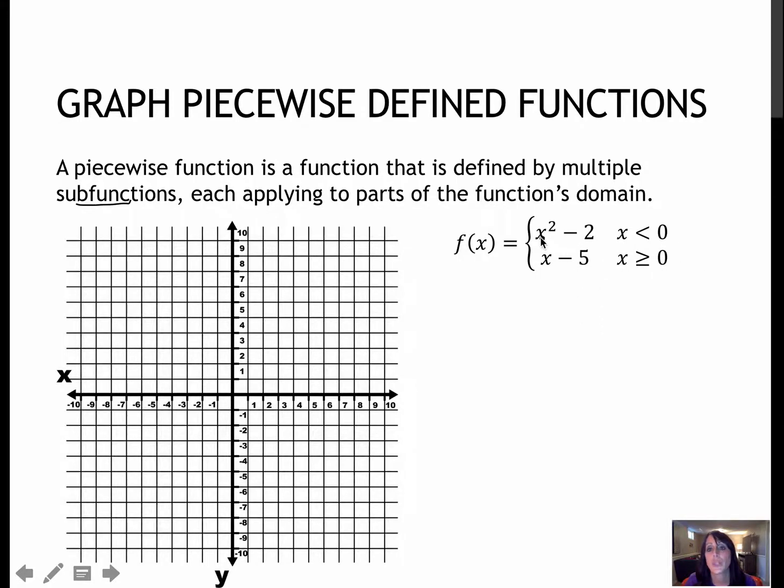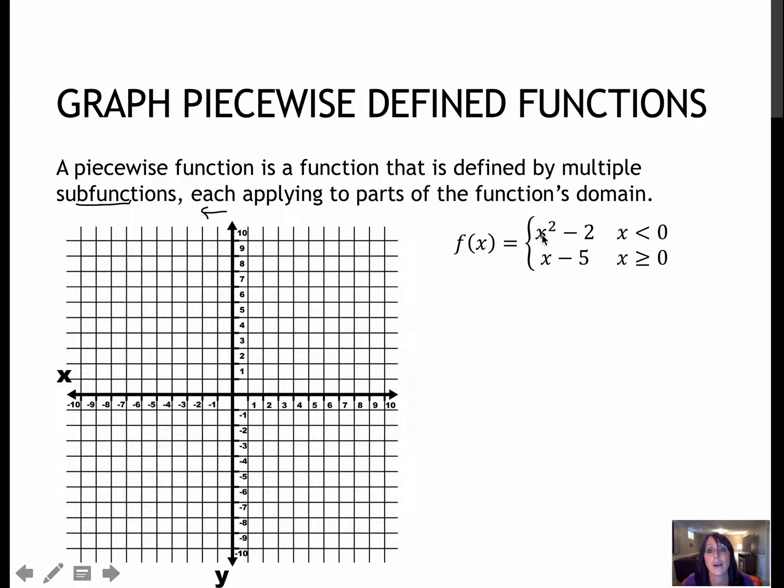So in this case, for all of the values where x is less than 0, so basically anything on this side of 0, we're going to use x squared minus 2. Well, we know x squared is a parabola, and minus 2 means it's shifted down. So I need to get a few points on the left side to see what it's going to look like. So let's try plugging in 0. Now 0 is not actually defined in this function, but let's see what it would be.